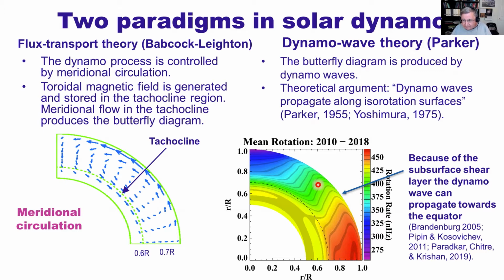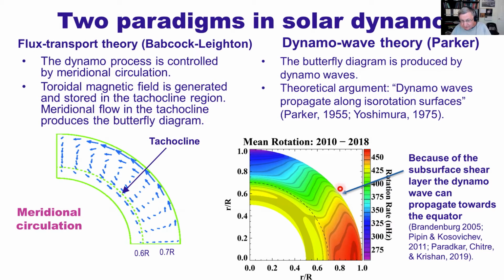But then helioseismology also discovered the subsurface shear layer, and Axel Brandenburg first suggested that maybe in the subsurface shear layer, where these lines are directed towards the equator, they can actually turn the direction of the dynamo wave, and it can travel towards the equator.